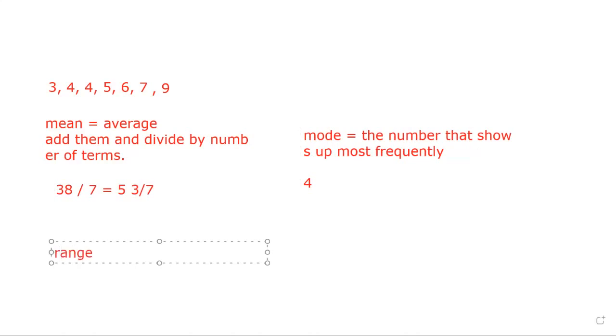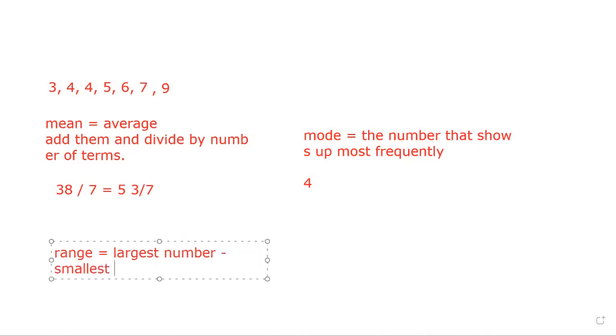Range is another easy one. Largest number minus smallest. In this case, my biggest one was 9, minus 3 is 6. So all of my terms are spread out only over 6 numbers.